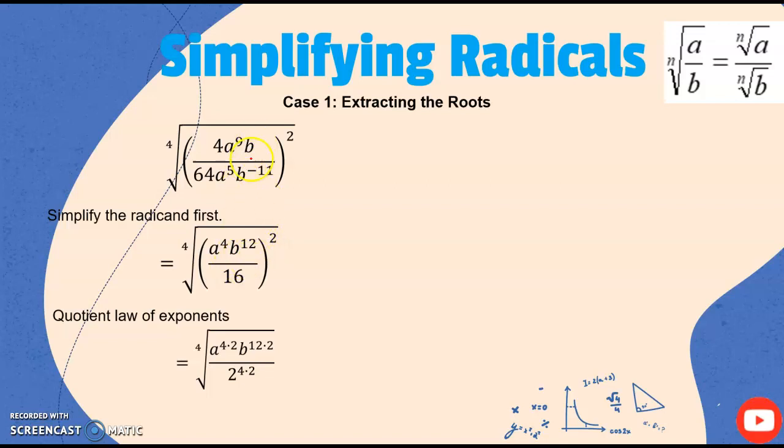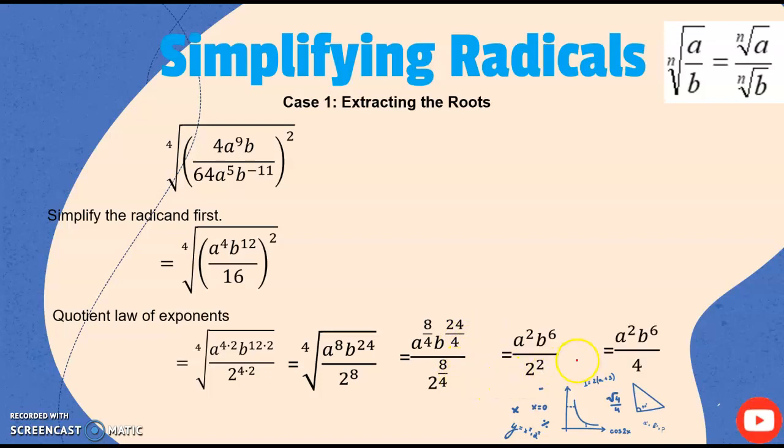Division law of exponent here, the b. And then you multiply the exponent outside. So 4 times 2, 12 times 2, 4 times 2. And you get 4th root of a^8, b^24, 2 to the power of 8. Then you divide the exponent. Okay, so 8 over 4, 24 over 4, 8 over 4. Then you come up with the final answer of a squared b^6.